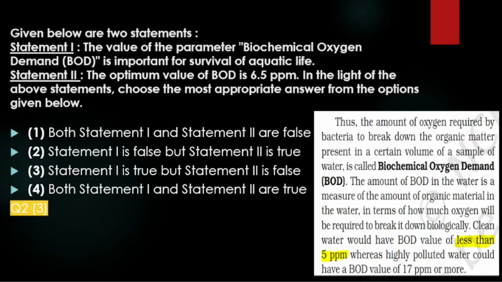And the first statement, that the value of the parameter biological oxygen demand is important for aquatic life, is true. The second is false because it should be less than 5 ppm. And above 17 ppm it is highly polluted water. So this is the part of the NCERT book.